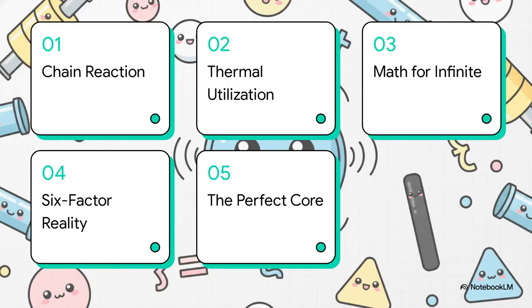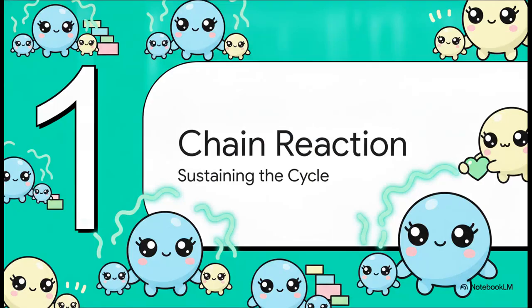Okay, let's dive into this roadmap. We're starting with sustaining the chain reaction, then moving into the thermal utilization factor. After that, we'll look at math for infinite reactors, followed by the six-factor reality, and we'll wrap it all up with designing the perfect core. So, part 1, sustaining the chain reaction.